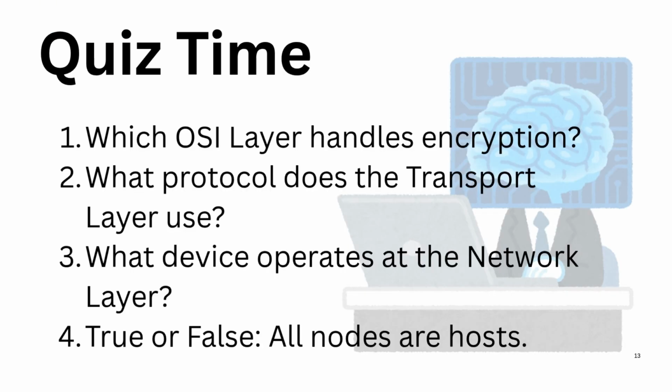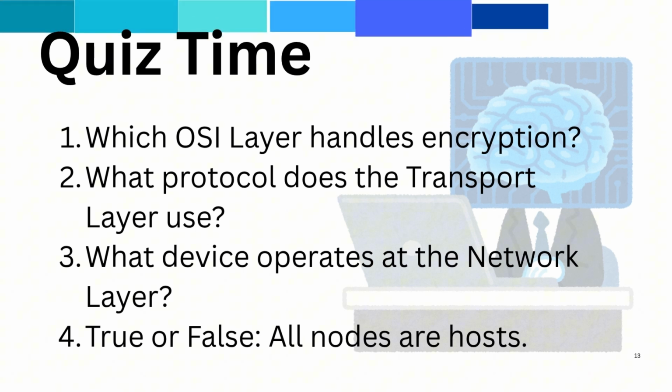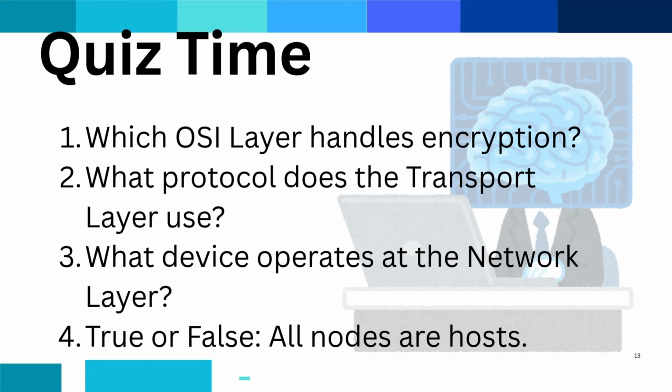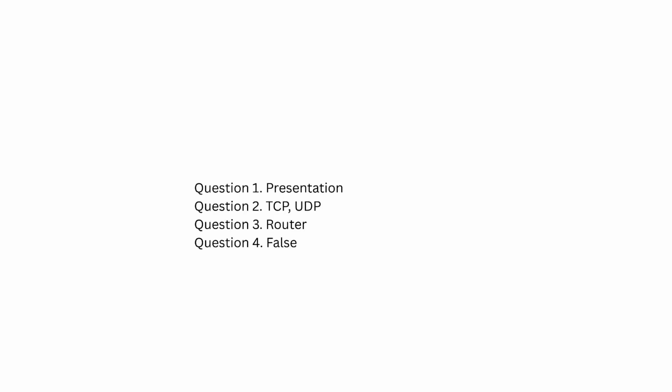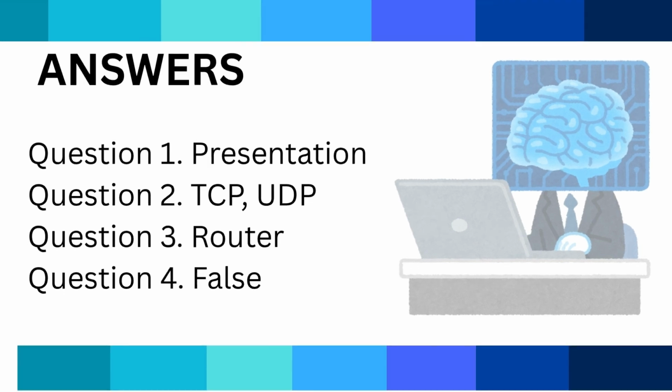What's life without a little bit of tests? We're going to go through a little quiz time to test your understanding. I will read out the questions, but you can also pause the video to think about your answers. Question 1. Which OSI layer handles encryption? Question 2. What protocol does the transport layer use? Or should I say protocols? Question 3. What device primarily operates at the network layer? Question 4, the last question. True or false? All nodes are hosts. Ready for the answers? Let's see how you did.